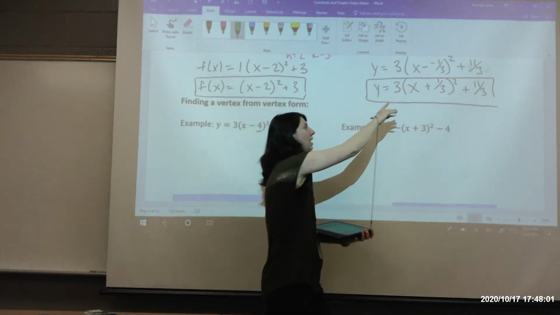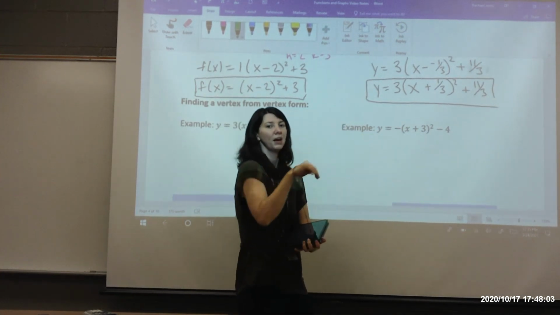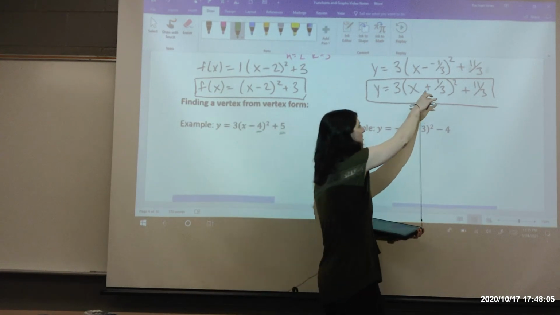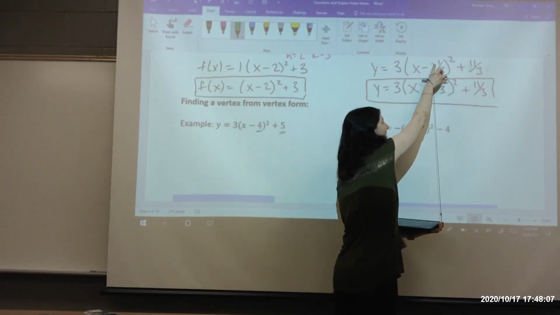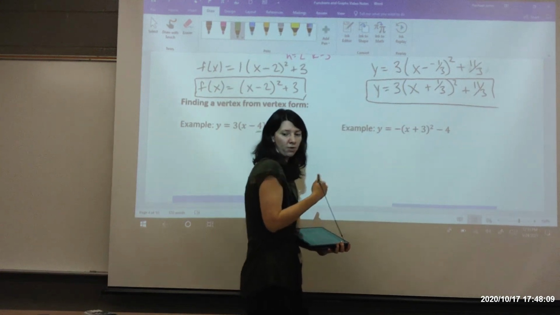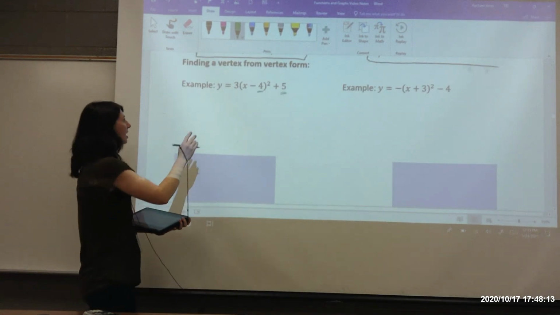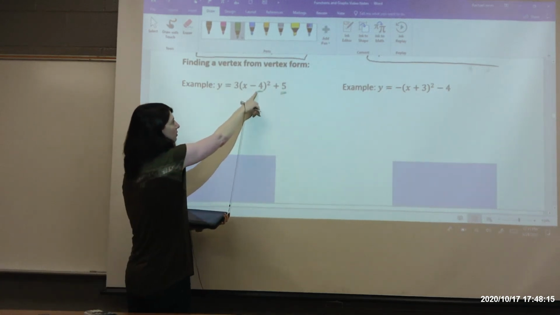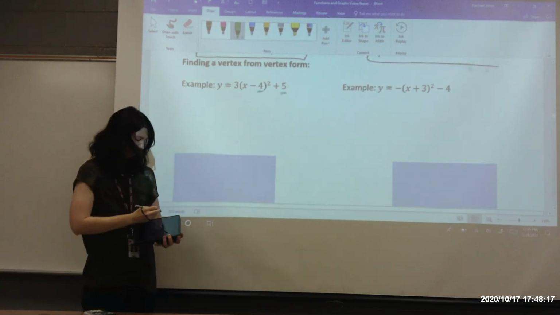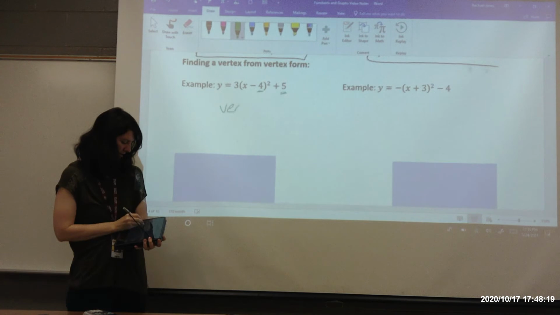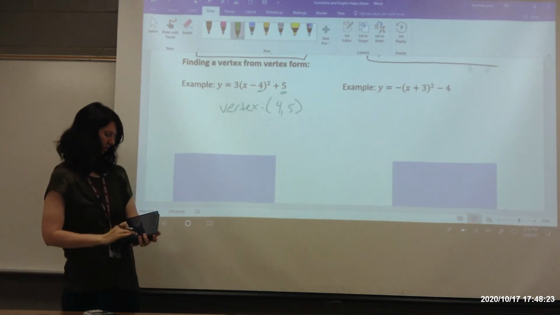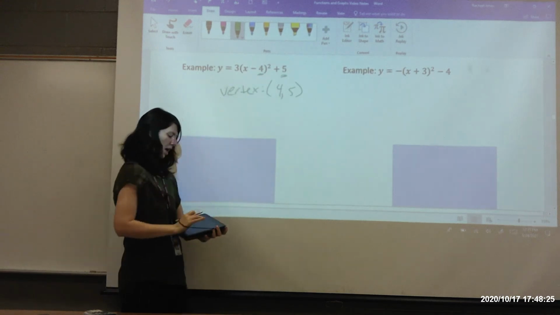And if I see a plus, the minus is hidden. It's hidden behind a double negative. So when I saw this plus, that actually meant it was minus a negative. So I need to make sure I pull that negative with it. So it should always be the opposite. So if I look at this example, y equals 3 times x minus 4 squared plus 5, I can tell you right now that the vertex is 4, 5. All right? Just by looking at my h and my k.